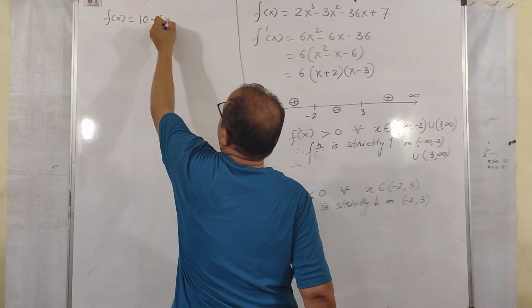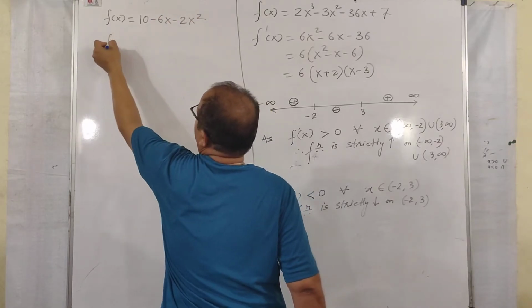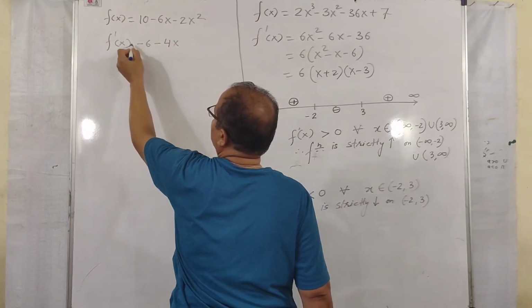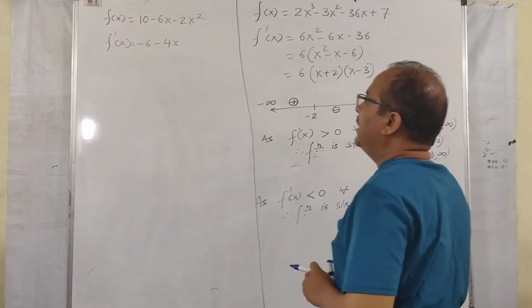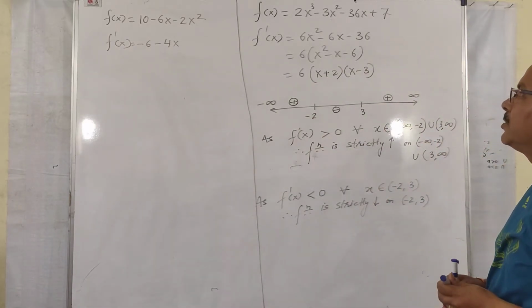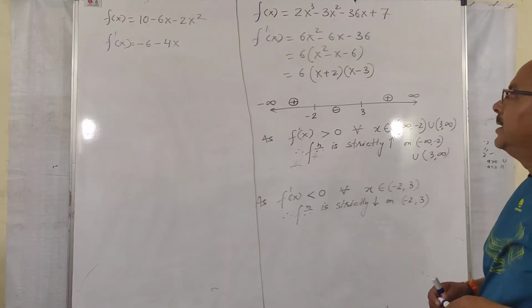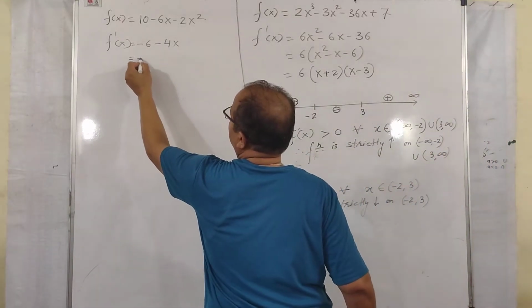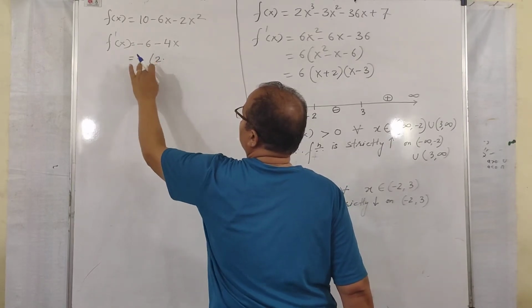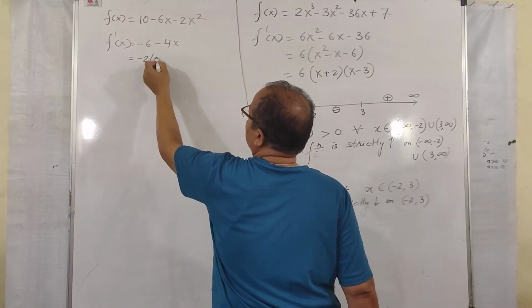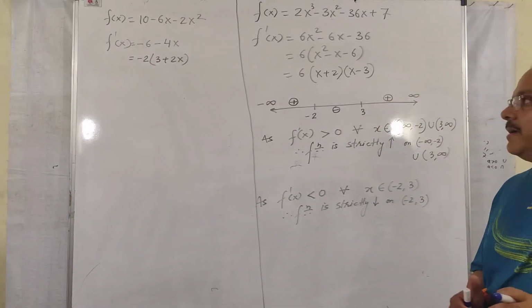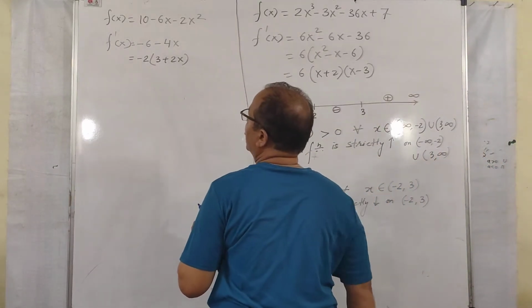minus 2x square. Its f dash x will be minus 6 minus 4x. Okay, what you will get? See, 10 का constant है 0, minus 6x का minus 6, और minus 2 का minus 2, और x square का 2x. So it will be minus 4x. More simplifying, minus 2 into 3 plus 2x. So you will be getting finally the derivative as negative 2 times 3 plus 2x.